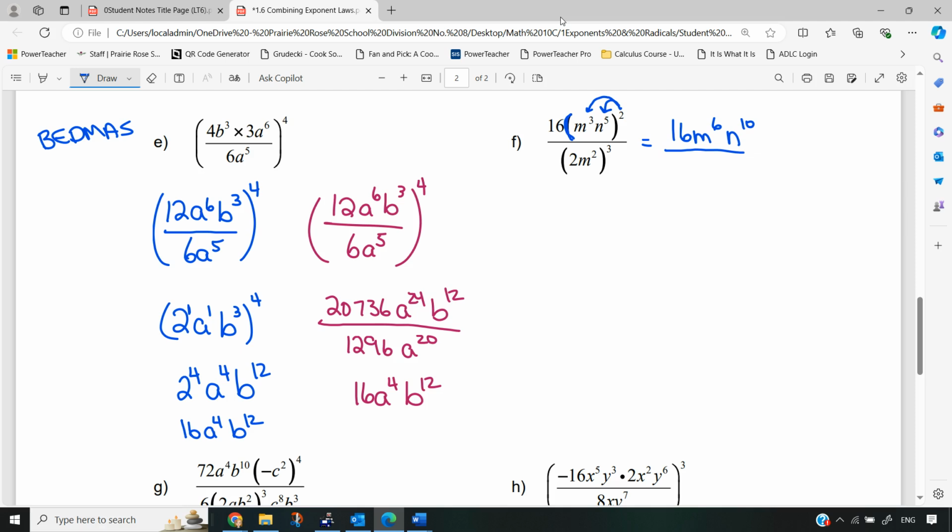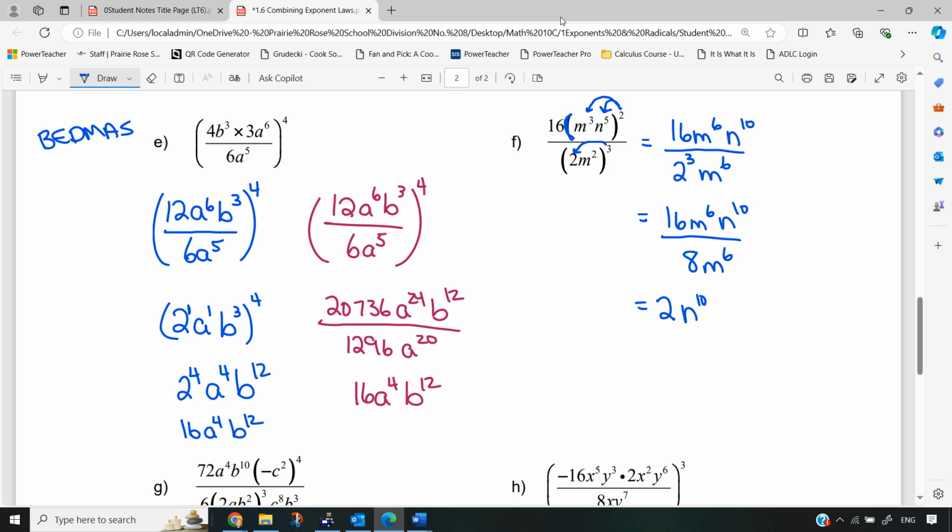And on the bottom, this 3 is going to come in. Remember, 2 cubed. So 2 cubed times m to the 6th. And now I'm just going to be simplifying. So on the top, everything's simplified already. So 16m to the 6th, n to the 10. On the bottom, 2 cubed is 8. We've got 8m to the 6th. Now, dividing our coefficients, 16 divided by 8 is 2. M to the 6th divided by m to the 6th is going to cancel out, and I'm going to be left with n to the 10.